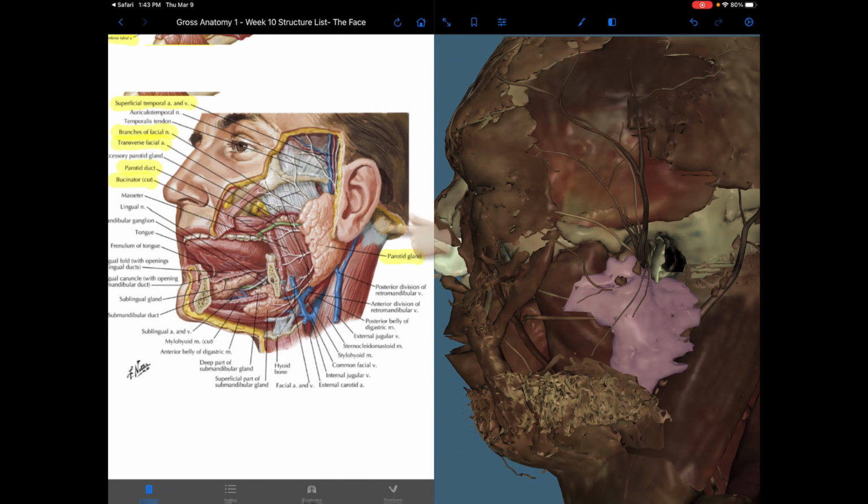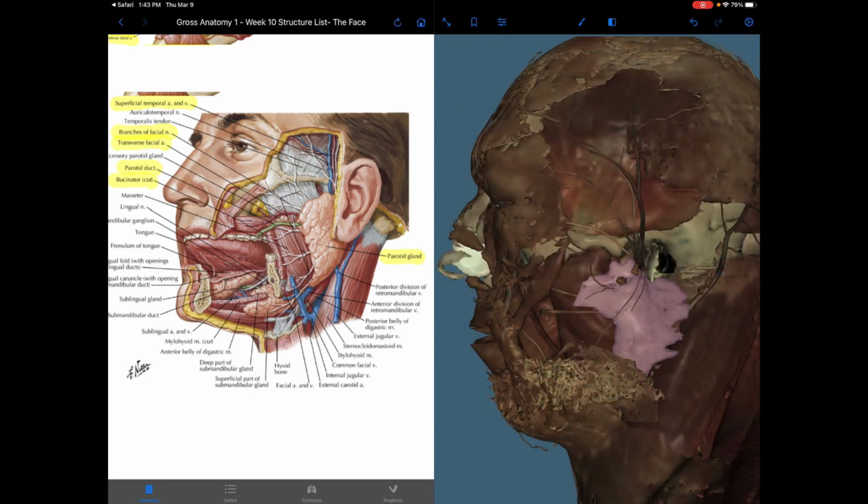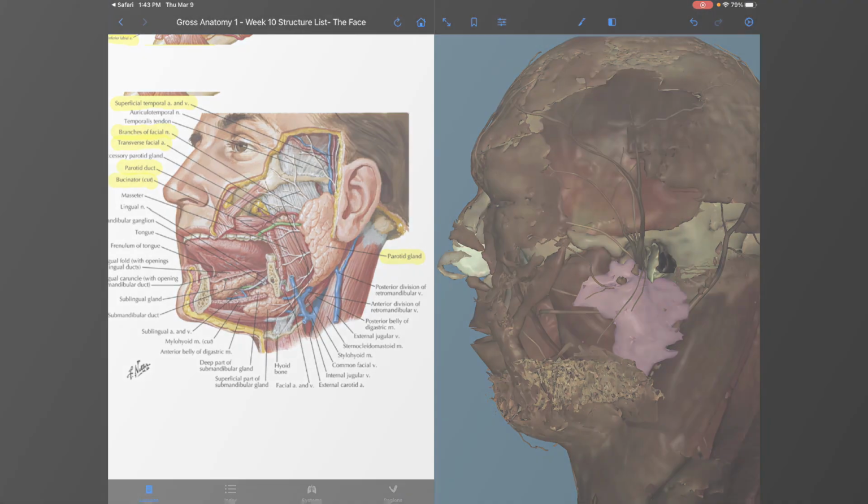Posteriorly, it includes the mastoid process, the sternocleidomastoid, the posterior belly of the digastric, and the styloid process with attached muscles. Anteriorly, it includes the ramus of the mandible, the masseter, and the medial pterygoid muscle, and deep is going to be the pharynx.